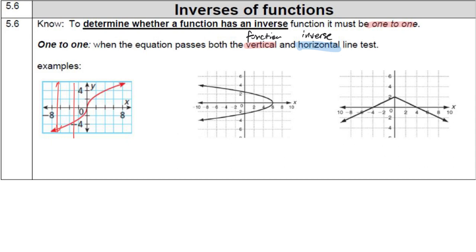We're passing the vertical line test. It does not cross the graph at more than 1 point. And then we do the horizontal line test. It passes the horizontal line test, meaning if I draw any horizontal line on the graph, it only passes through the graph at 1 point. So vertical line test, check. Horizontal line test, check. It's a function and has an inverse.